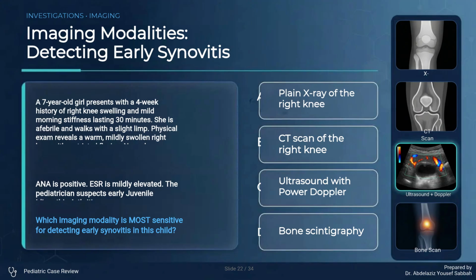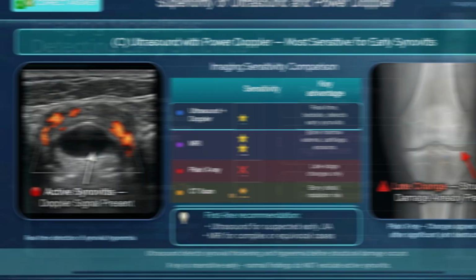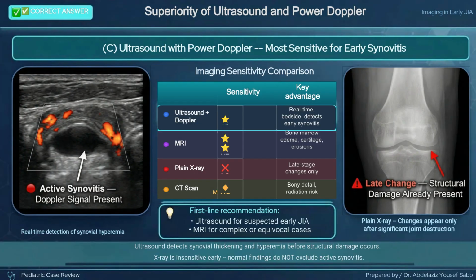Option A, plain X-ray of the right knee. Option B, computed tomography scan of the right knee. Option C, ultrasound with power Doppler. Option D, bone scintigraphy. The correct answer is option C, ultrasound with power Doppler. This is the most sensitive modality for early synovitis detection.